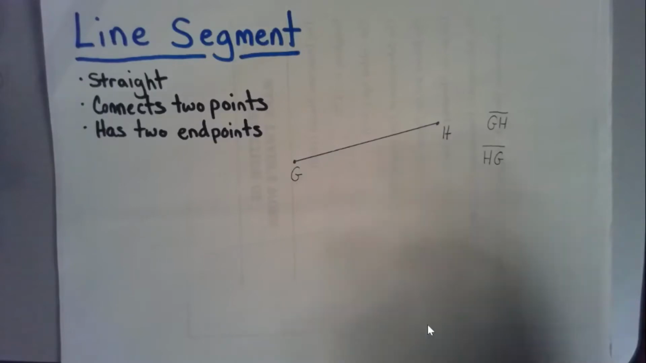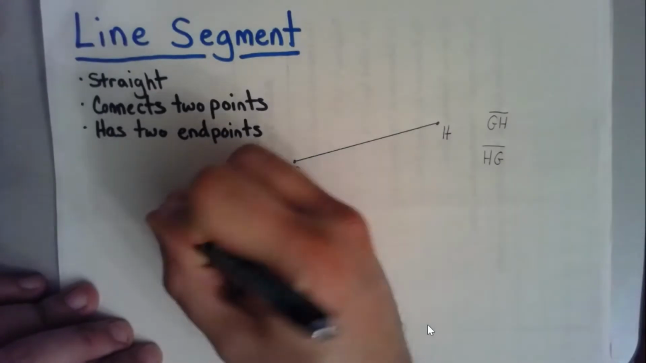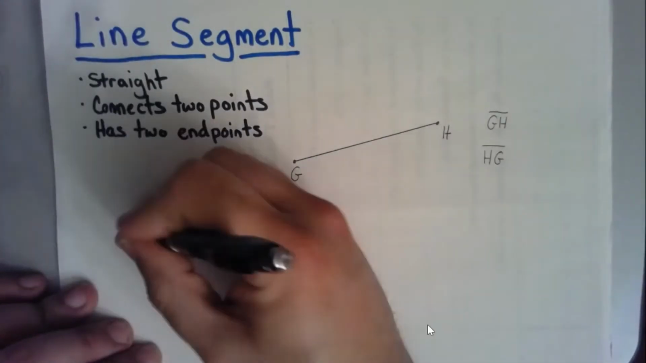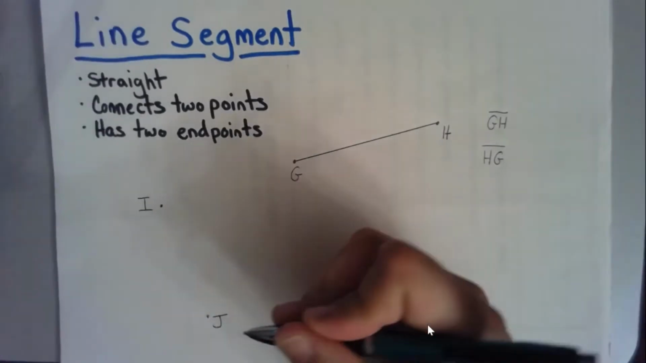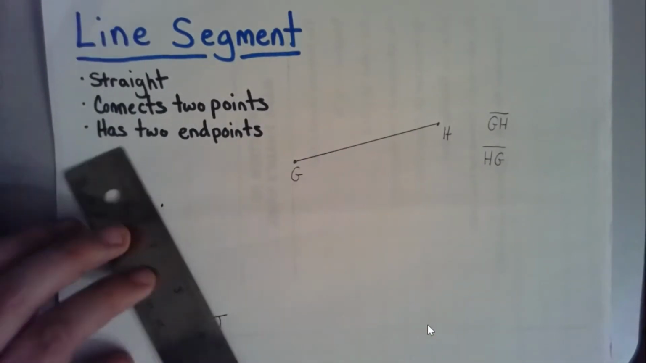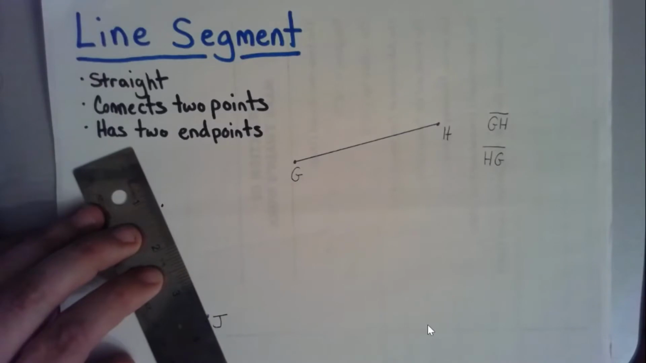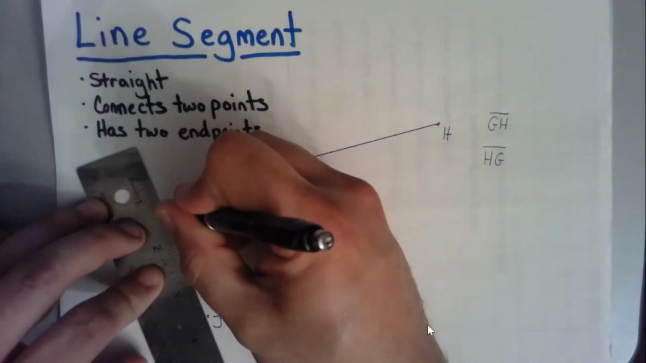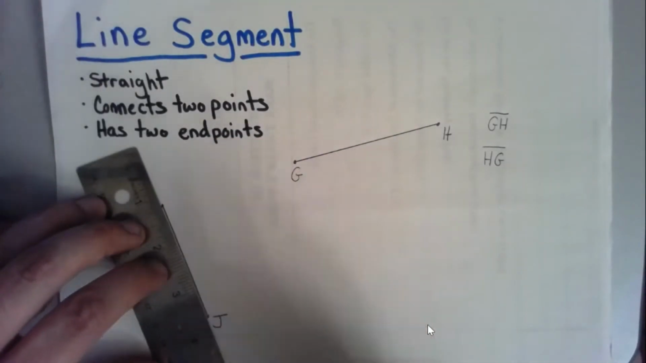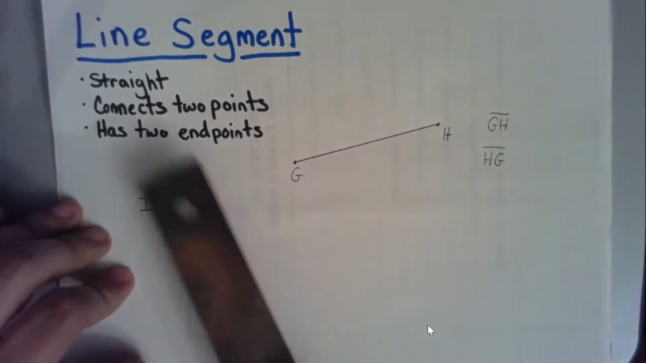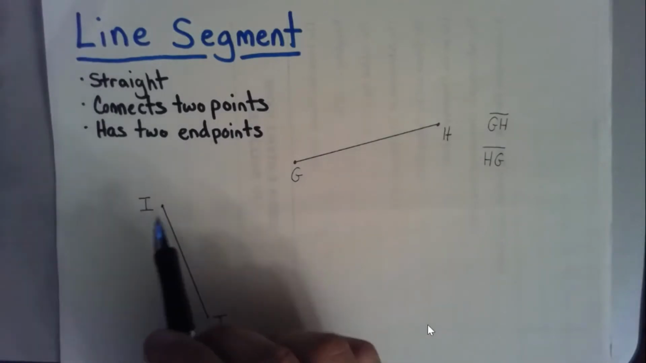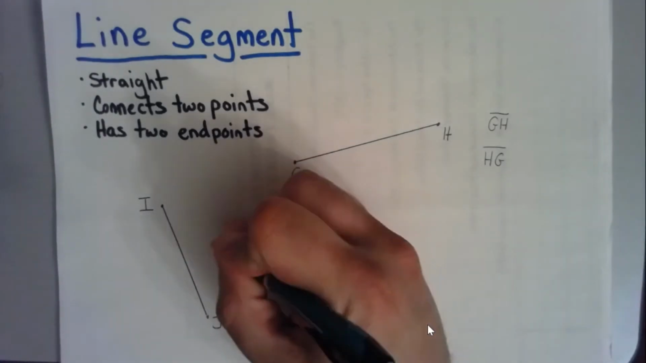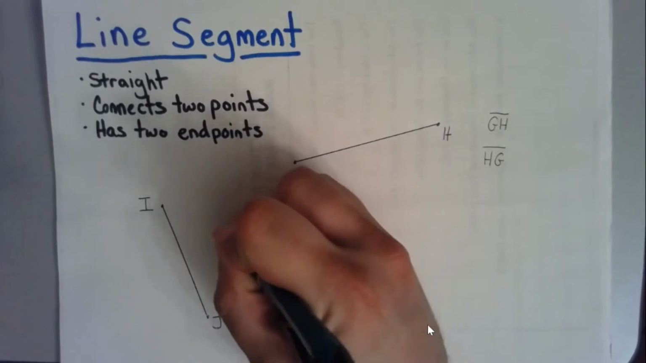I can draw another one here. Let me draw 2 more points. We'll call this point I and point J. You'll notice that a line segment can go in any direction on my paper. I can have it go kind of across. I can have it go kind of up and down, but you'll notice neither of these are perfectly across or perfectly up and down. They're both going on a diagonal. And so again, I can name this line segment IJ.